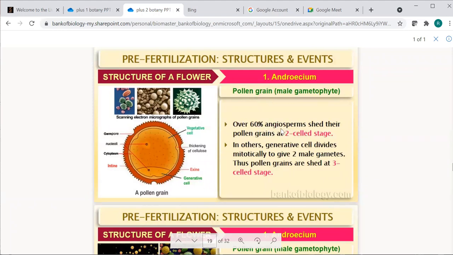So 60% of angiosperms shed their pollen grains at the 2-cell stage, and 40% at the 3-cell stage. Okay, 60% shed their pollen grains at the 2-cell stage, and the rest shed at the 3-cell stage. This is via mitosis. They divide mitotically to give 2 male gametes at the 3-cell stage. Okay.